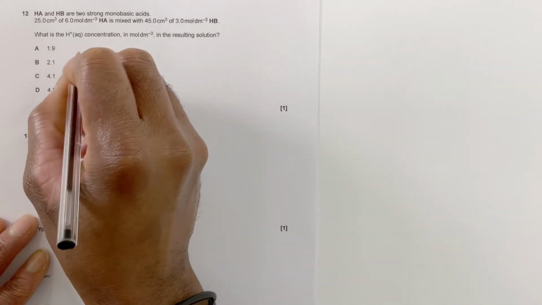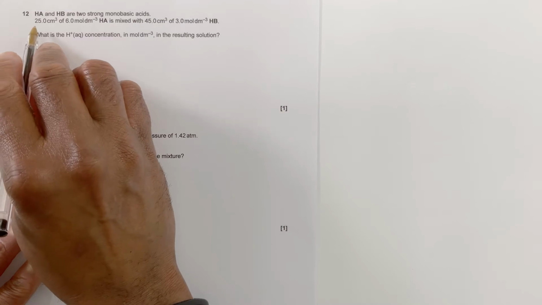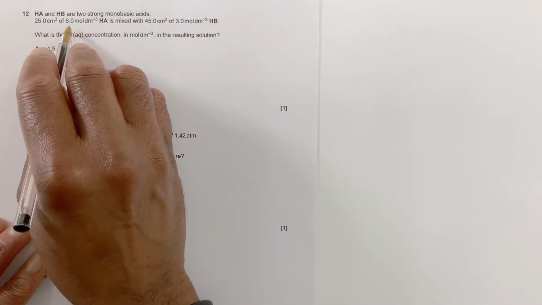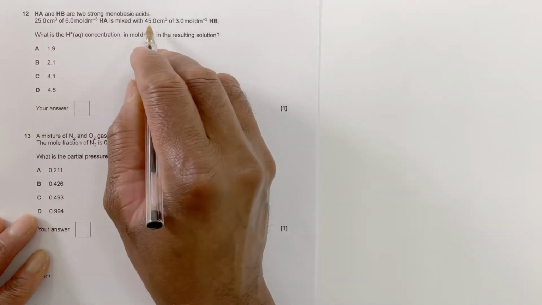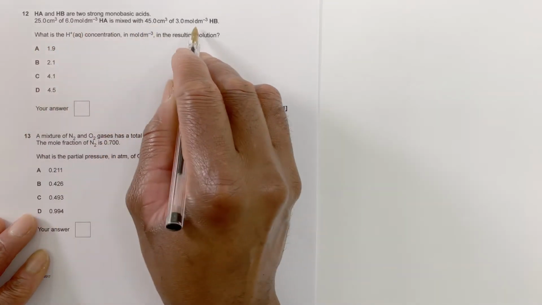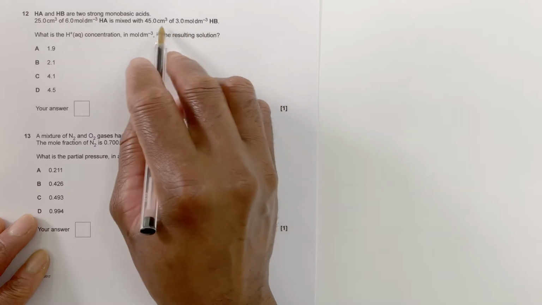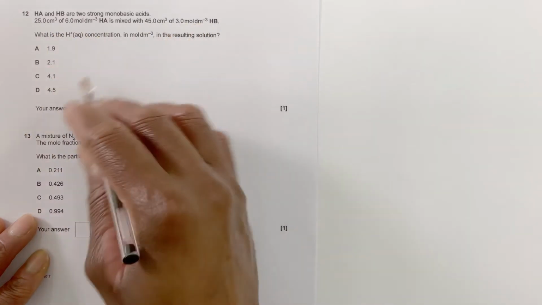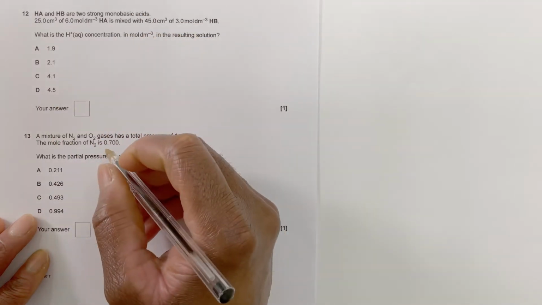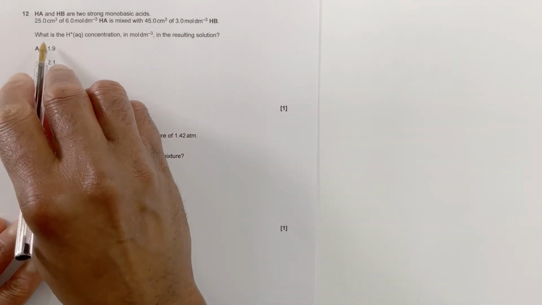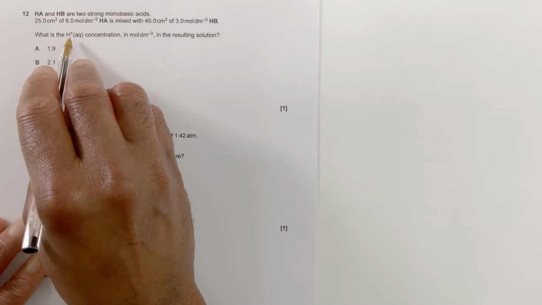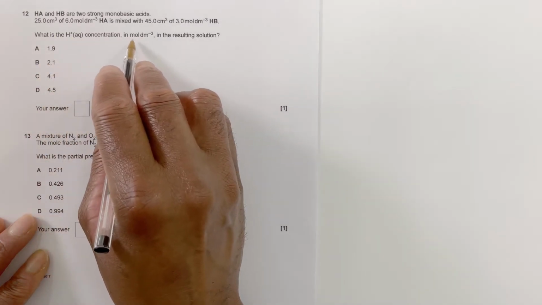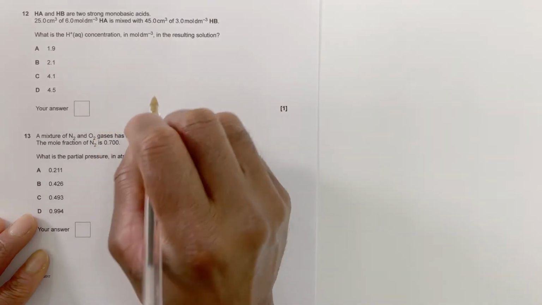Now, they have the volume and their concentration. So that too has its own volume and its concentration. You can see they're different and you're adding them together, so they will form a new solution. And it's asking what is the H plus concentration in the new solution.